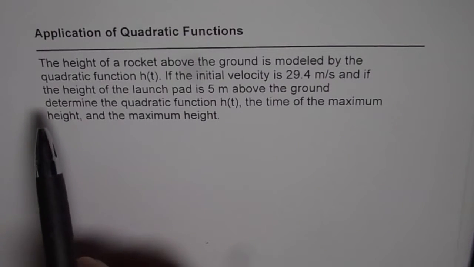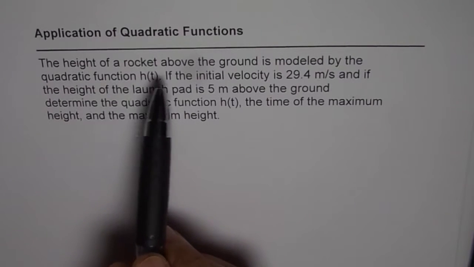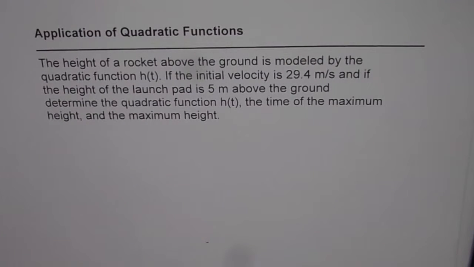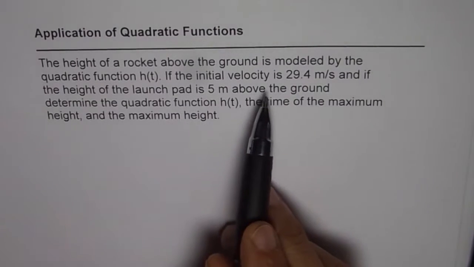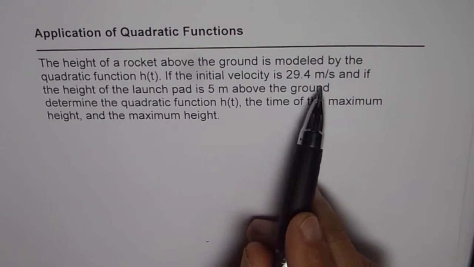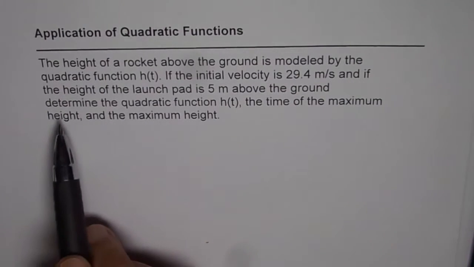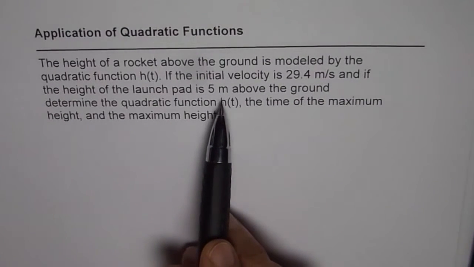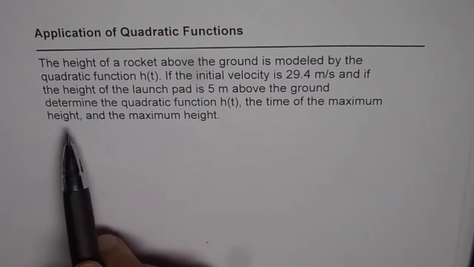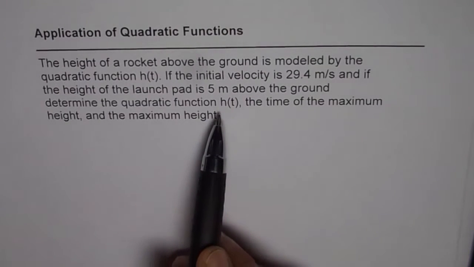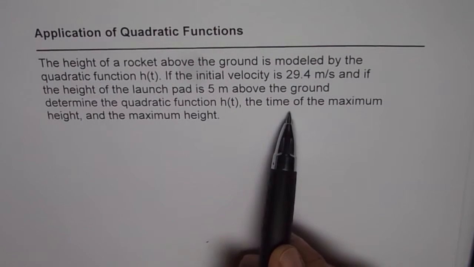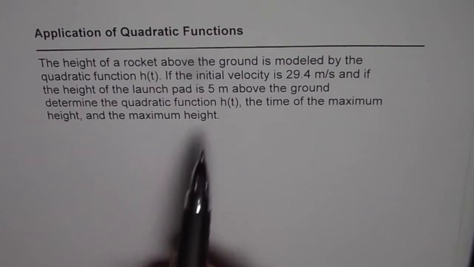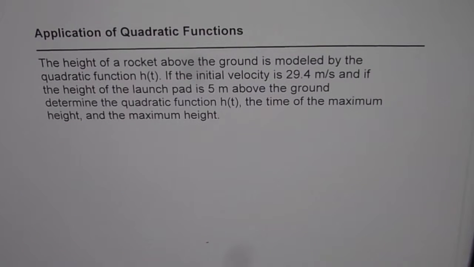It is a test problem, so go through it very carefully. The question here is, the height of a rocket above the ground is modeled by the quadratic function h of t. If the initial velocity is 29.4 meters per second, and if the height of the launch pad is 5 meters above the ground, determine the quadratic function h of t, the time of the maximum height and the maximum height, right? So this is a very general question, and in this question we are not even given the equation.